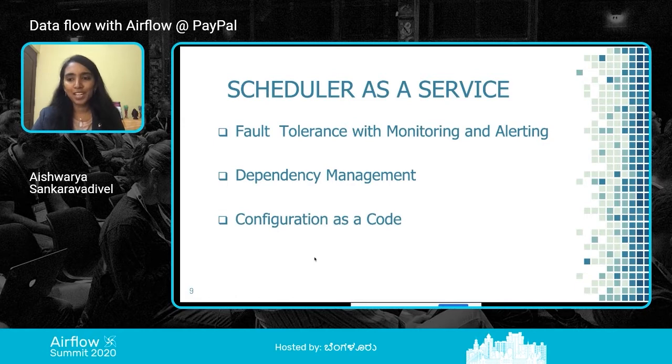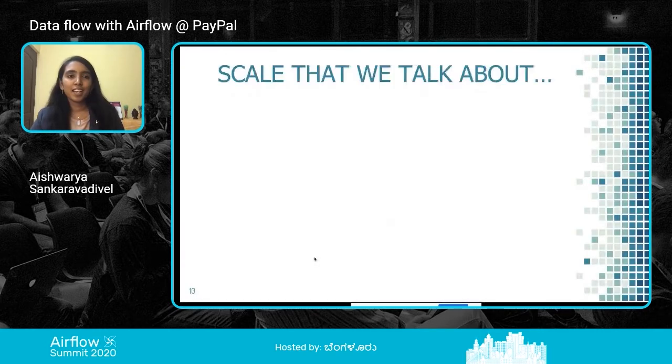And Airflow lets you create pipelines that can be configuration as code, in Python, which lets you write code that can instantiate pipelines dynamically. This comes in very handy when you have large volumes of data and you need to deal with them. Now, what is the scale that we are talking about here?